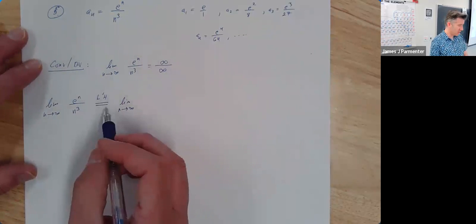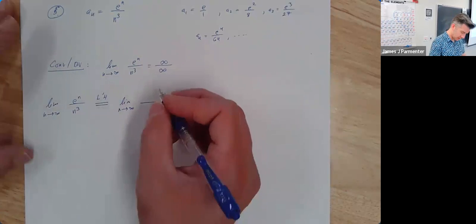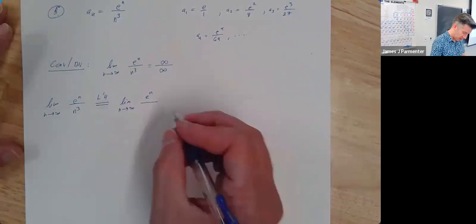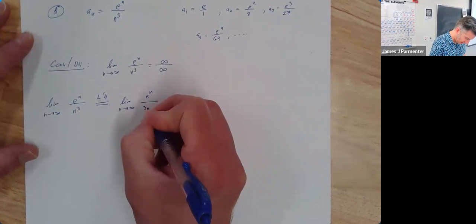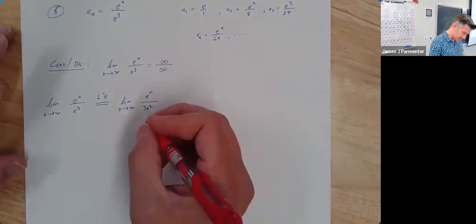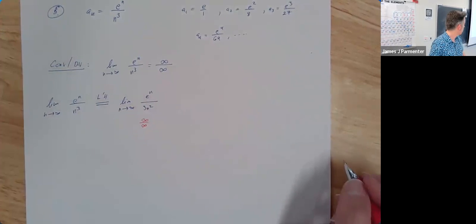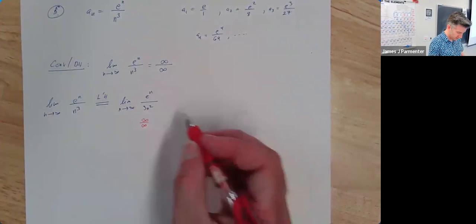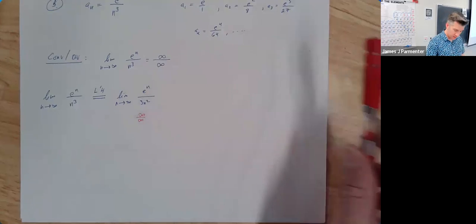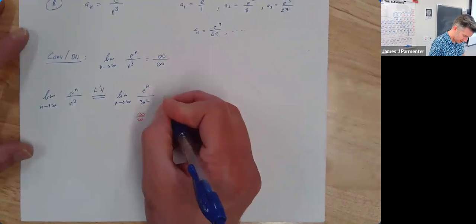Okay, so using L'Hopital's rule, I'm going to take the derivative of the top. What's the derivative of e to the n? E to the n. What's the derivative of n cubed? Yeah, 3n squared. And I'll point out this is still an infinity over infinity type of limit. If you plug in n going to infinity, you get e to the infinity over 3 times infinity squared. And when you do that, you're going to do L'Hopital's rule again. So let's do it again.